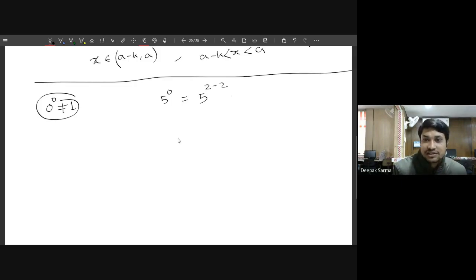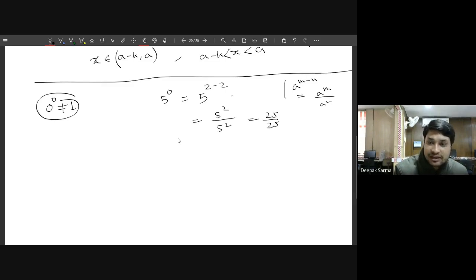If you remember, a to the power m minus n equal to a to the power m by a to the power n. All of you remember? So I can write this one as 5 to the power 2 by 5 to the power 2. In other words, I can write 25 by 25. And you know 25 by 25 is equal to 1. So I get 5 to the power 0 equal to 1. This holds for any number other than 0. That number to the power 0 is 1. You can prove similarly. You got it?